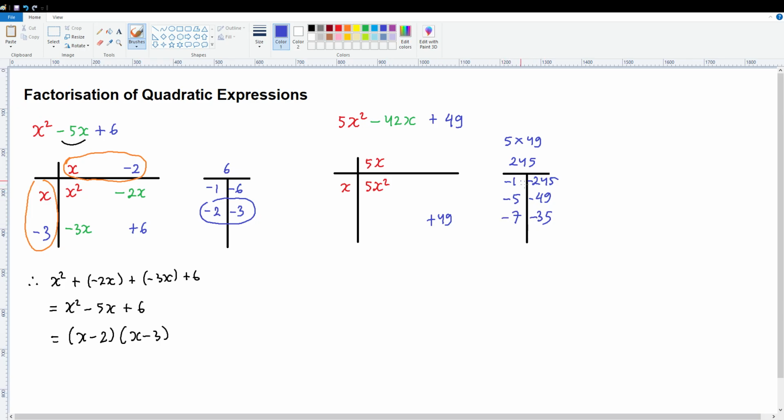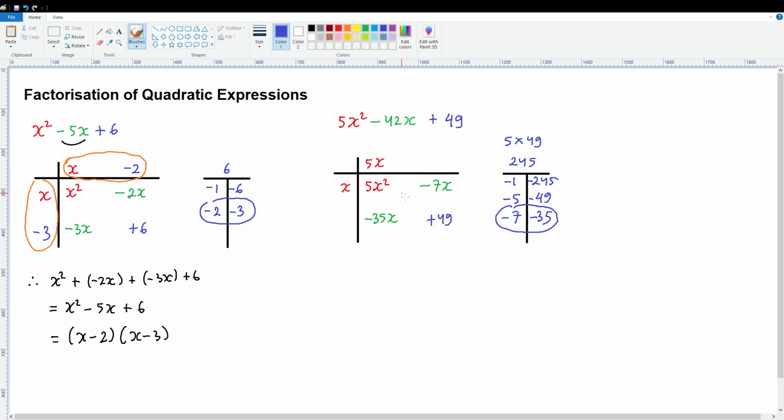By adding these two factors, which one is correct? Which one gives us minus 42? Of course, minus 7 minus 35 is equal to minus 42. So we can write down here for our answer. This is our minus 7x from here, and this is minus 35x. Now we need to complete this table.